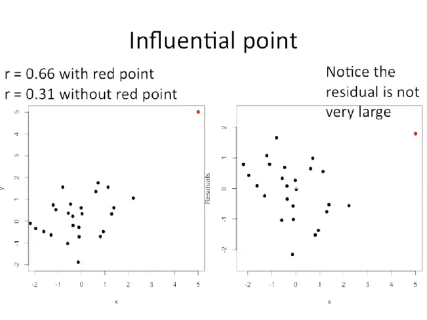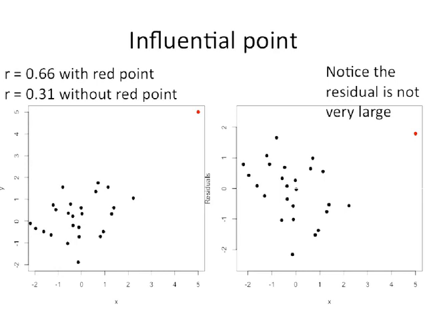On the left-hand side is my scatter plot of x on y, and I've got this one red point way high in the upper right corner. And the correlation between x and y is 0.66 when I include that red point. And when I drop the red point from the correlation calculation, it drops to 0.31.